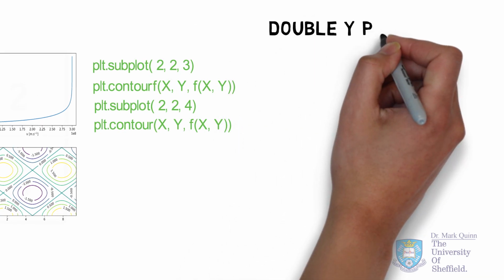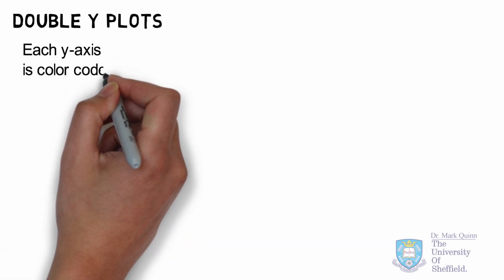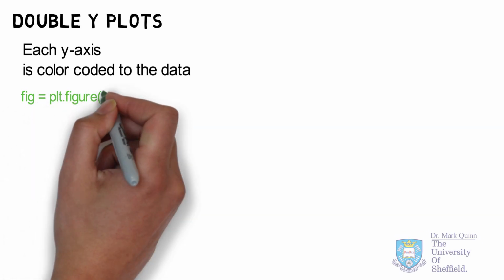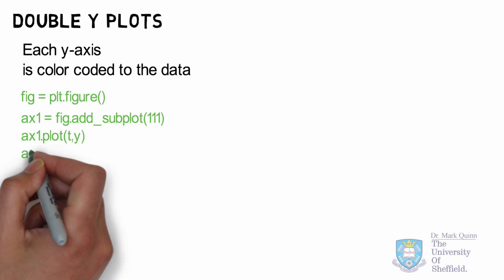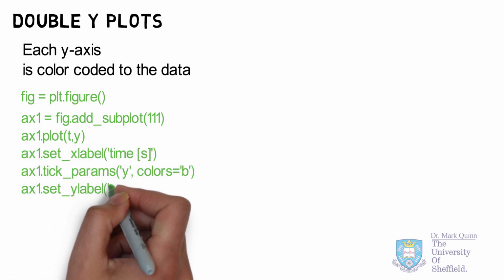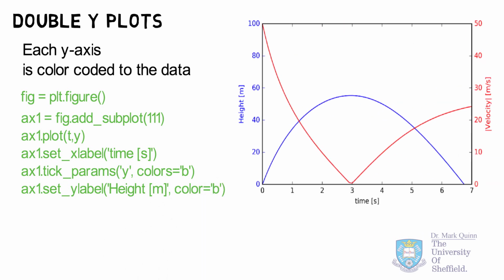Next, let's have a look at making double y-axis plots. And this can be very useful when you have a common x-axis, and you can use both the left and the right vertical axis to represent two different variables. Here we've got a parabolic motion where the blue line is the height and the red line is the velocity. Both functions are a function of time, so we can use our double y-axis to view much more data in the same space.